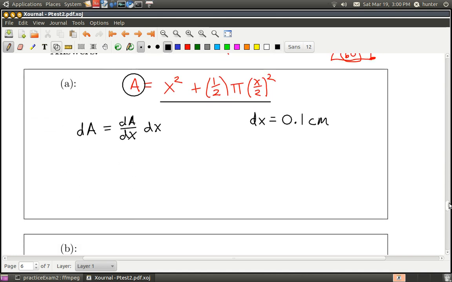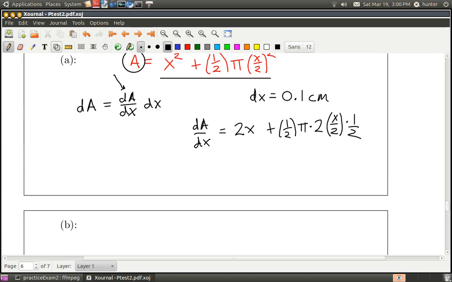So this is the main thing that I need right now. What is the derivative of the area with respect to x? So dA/dx. It's a very simple thing to take the derivative of. It is 2x plus, and I guess I have to use the chain rule here. So this 1/2 pi is still there, and now the 2 comes down, and I still have x over 2. But now the chain rule tells me that I have to put in another 1/2.